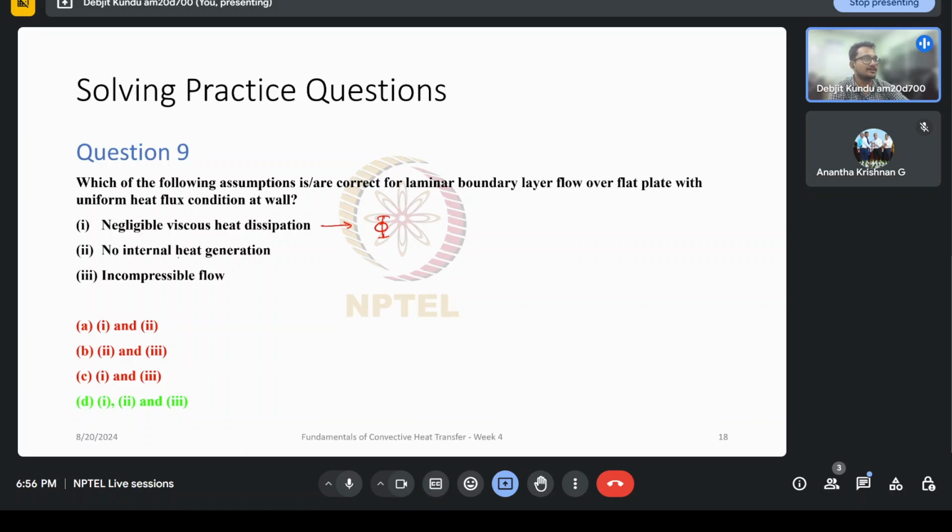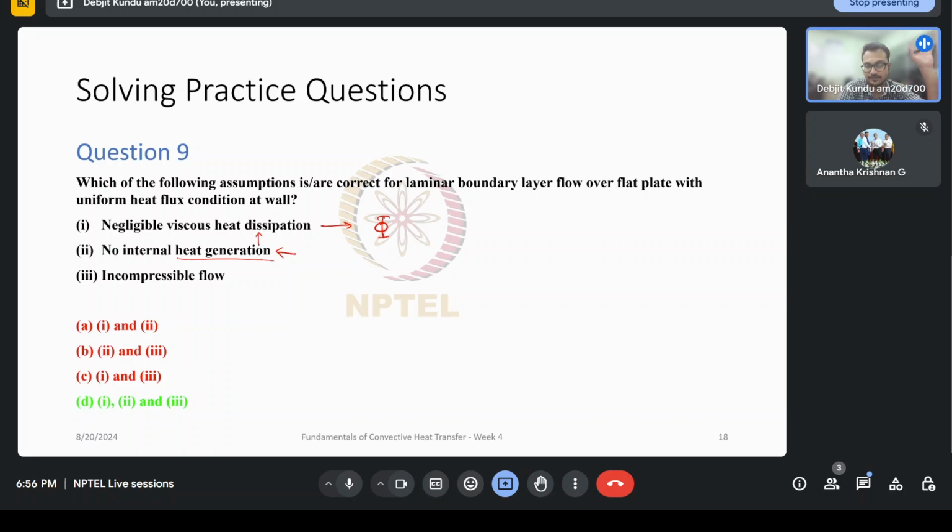Then no internal heat generation is there for any causes. This actually falls under the second category only, that there is no internal heat generation. Usually viscous heat dissipation is written separately from the heat generation term. Now this could be due to multiple reasons. This could be due to chemical reactions or some other physical phenomena going on. So that also shouldn't be there, as it messes up the equations.